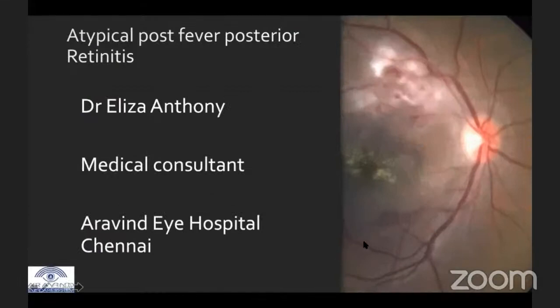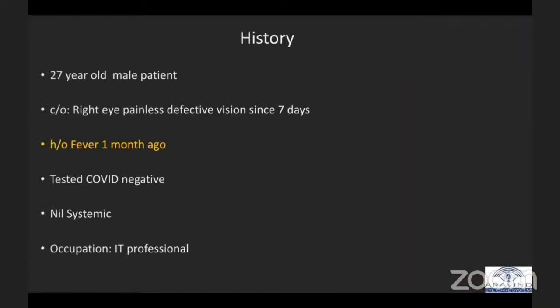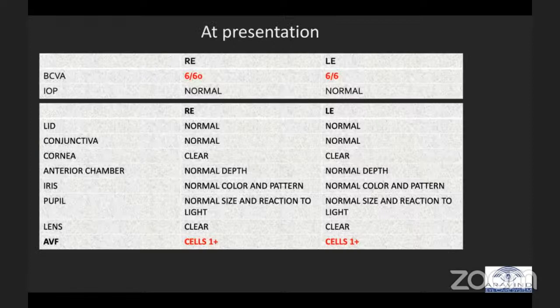Okay, good evening, everyone. So I'm presenting a case of atypical post-fever retinitis. This is a 27-year-old male patient who presented with right eye blurring of vision in 7 days. He had history of fever 1 month ago. He was tested COVID negative, and it was a fever of unspecified origin. There was no specific diagnosis. His best corrected visual acuity in the right eye was 6/60, left eye was 6/6. Anterior segment was normal. Anterior vitreous phase had 1+ cells.